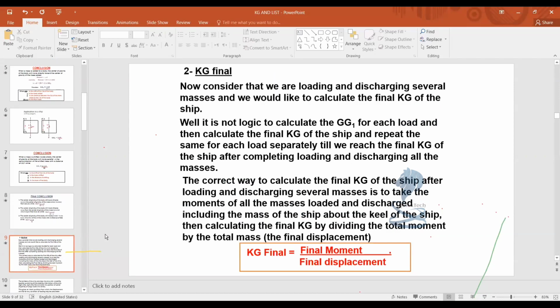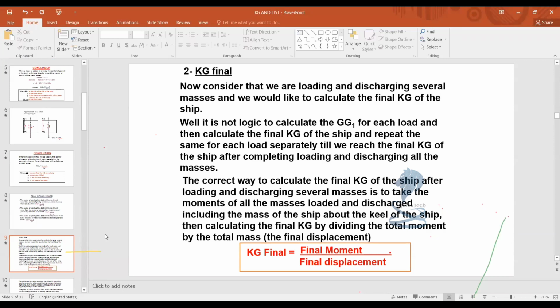Let's now discuss final KG. Now consider that we are loading and discharging several masses and we would like to calculate the final KG of the ship. Well, it's not logical to calculate GG1 for each load and then calculate the final KG of the ship and repeat the same for each load separately till we reach the final KG of the ship after completing loading and discharging all the masses.